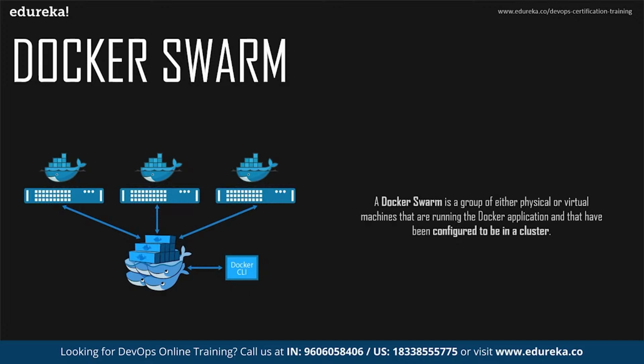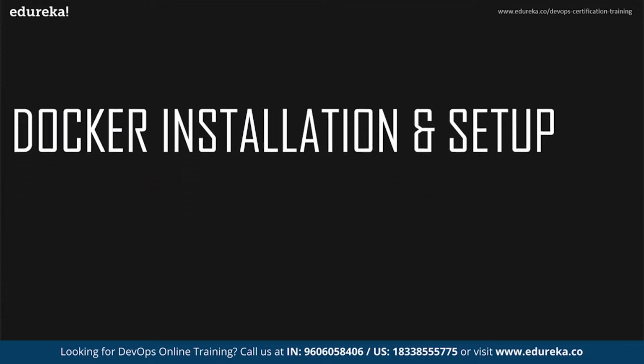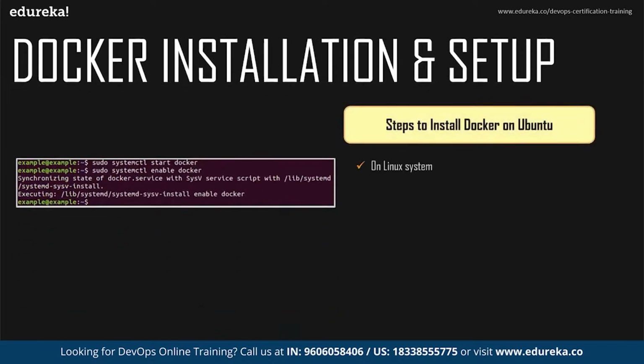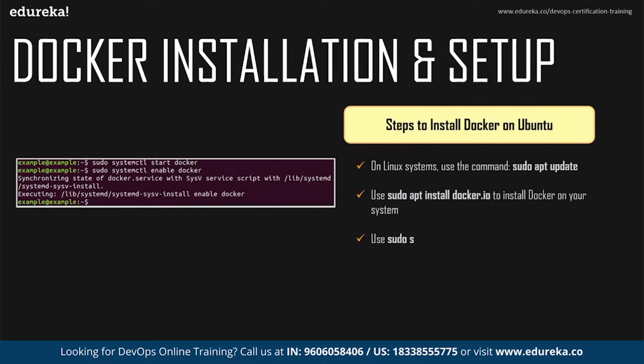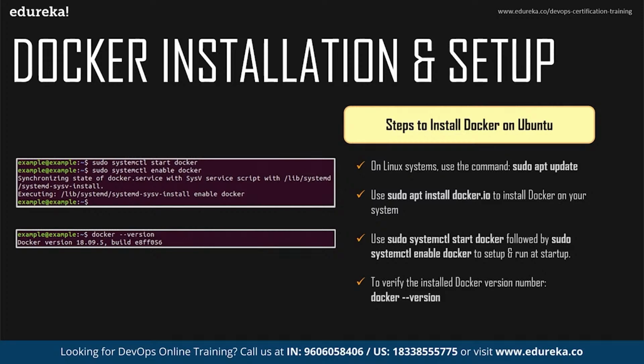So with that, we have come to an end to the workflow and architecture of Docker. So now I'm sure all of you might be eager for actually doing something on Docker. So let's go ahead and install Docker. So here are the steps to install Docker on your Ubuntu systems. You will be using the command sudo apt install docker.io to install Docker on your system. So let's go ahead and start up with the installation.